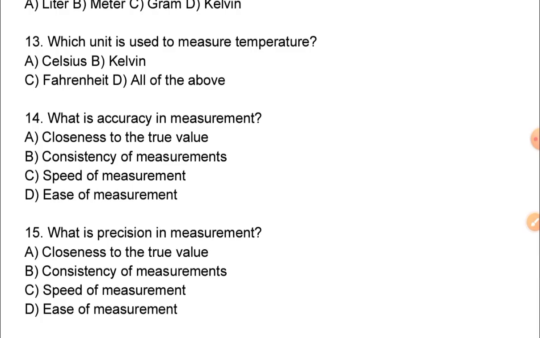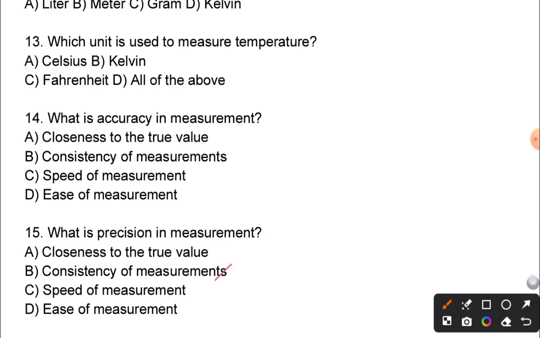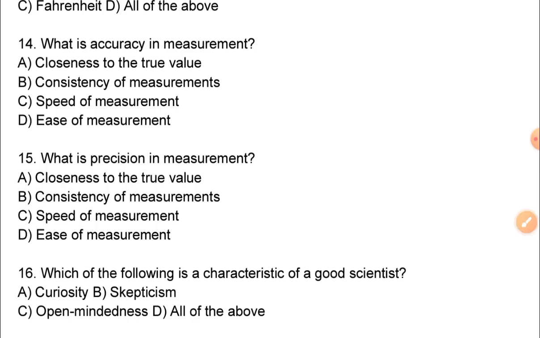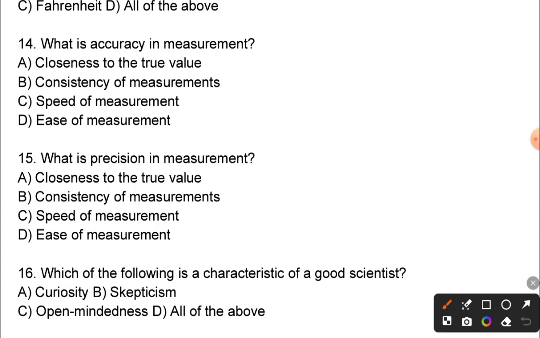Closeness to true value, consistency of measurement, speed of measurement, ease of measurement. Question 15, the answer is B, consistency of measurement. 16, which of the following is a characteristic of a good scientist? A, curiosity, B, skepticism, C, open-mindedness, D, all of the above. Question 16 is all of the above, D.